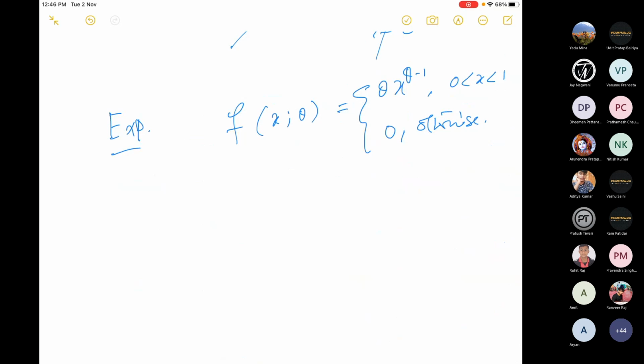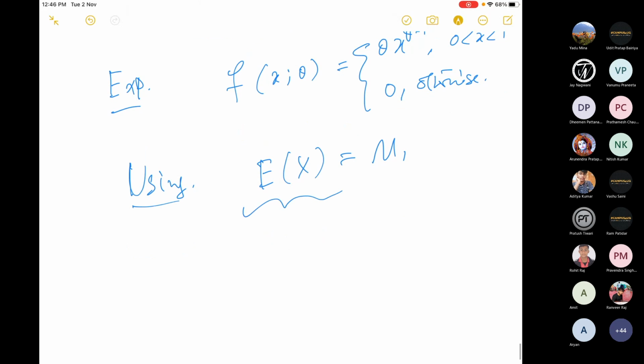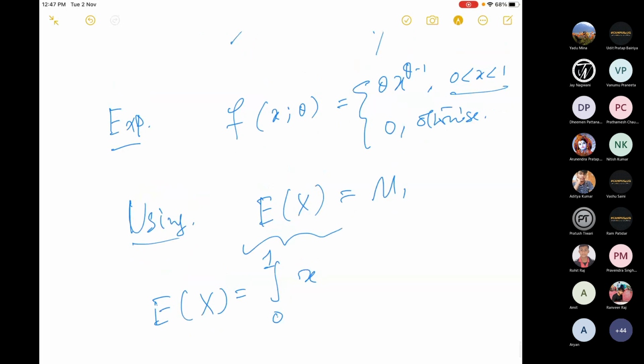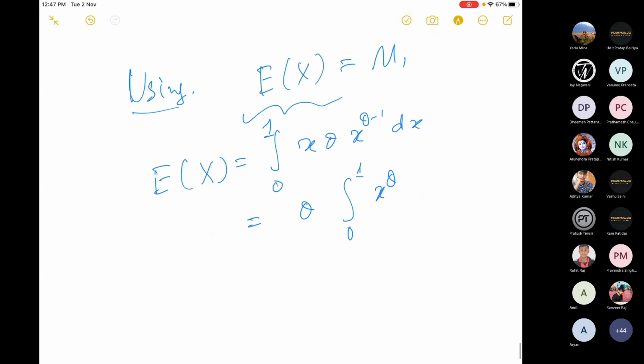Another example here is this. Now here there is only one parameter, so I just have to use the method of moments in order to find the estimator for theta. What I have to do is equate this with M1, right? So I first have to find what this is. If I find this E[X], then what do I get? It is only non-zero when x is between 0 and 1. So E[X] is the integral of x times theta x to the power theta minus 1 dx, which is theta times the integral from 0 to 1 of x to the power theta dx.